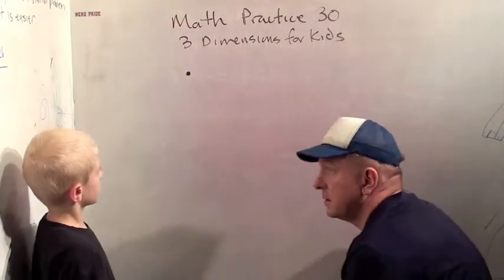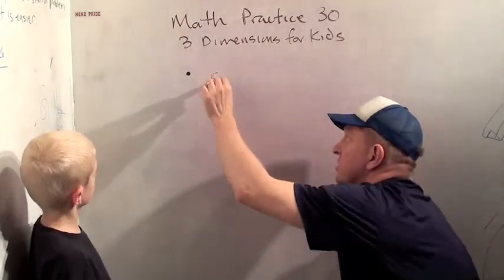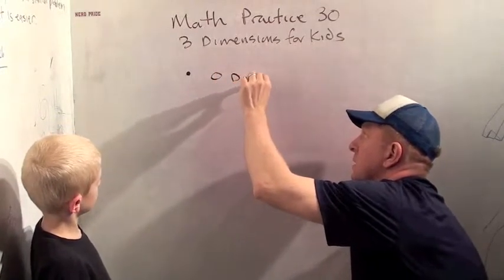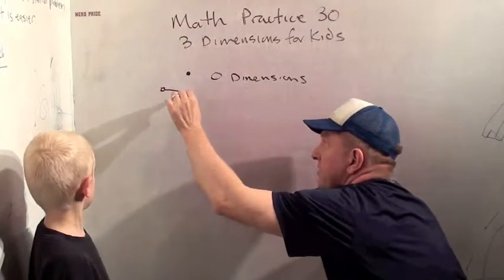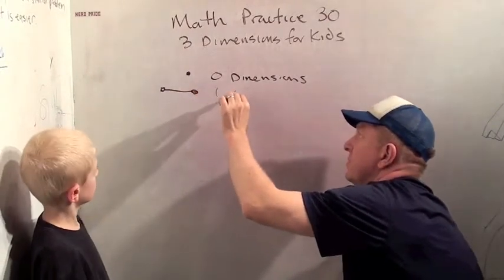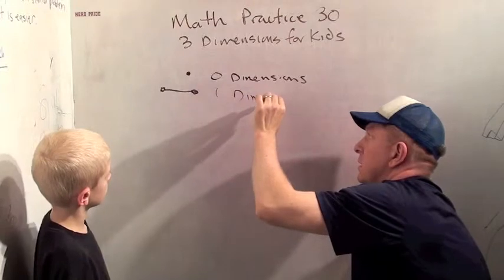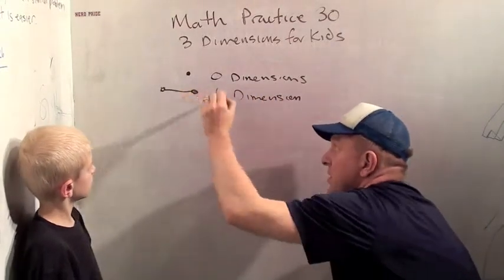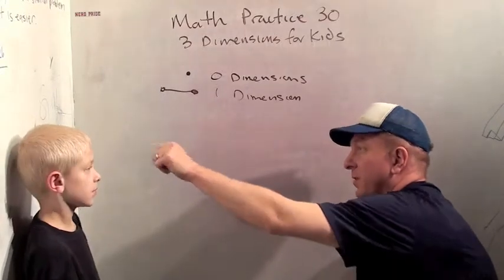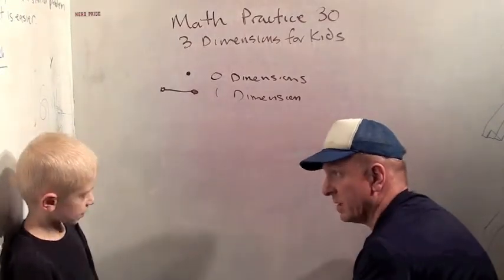If I have a point, that's 0 dimensions. If I have a line, or a piece of a line segment like this, that's 1 dimension. And what that means, there's only one way you can go on it. You can either just go that way or that way. Does that make sense? Yeah.